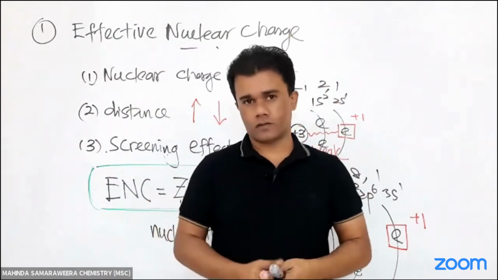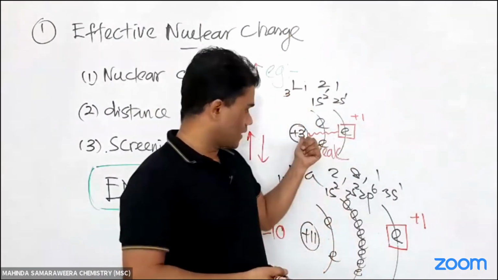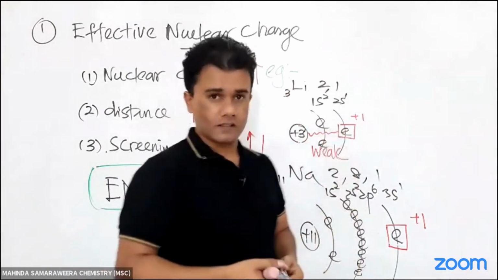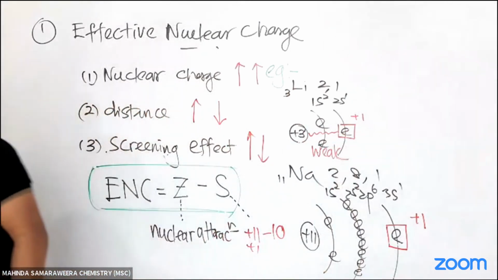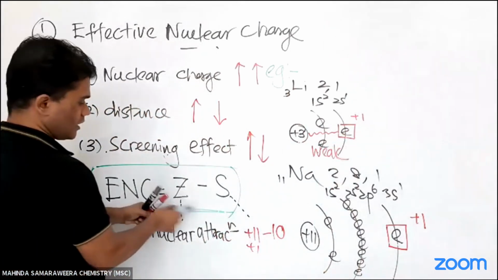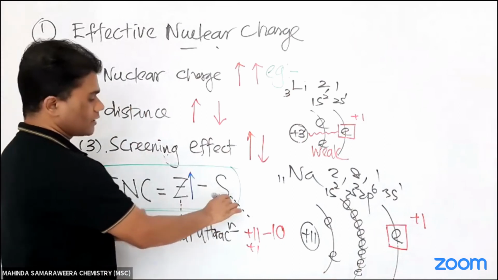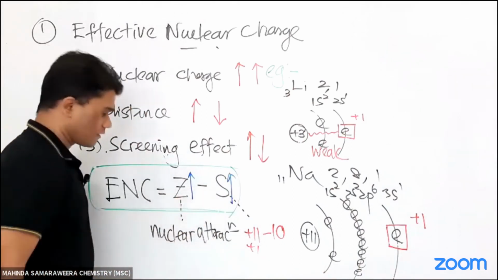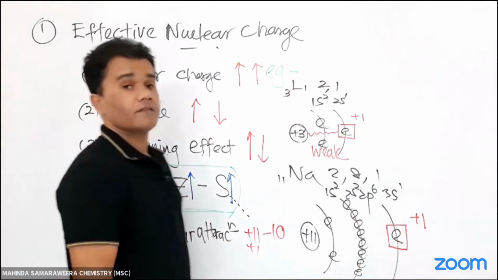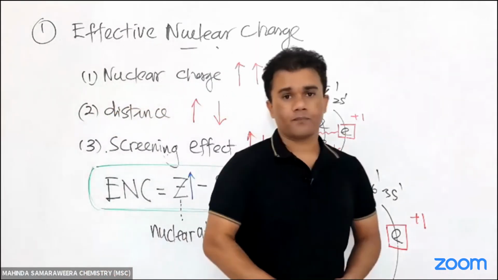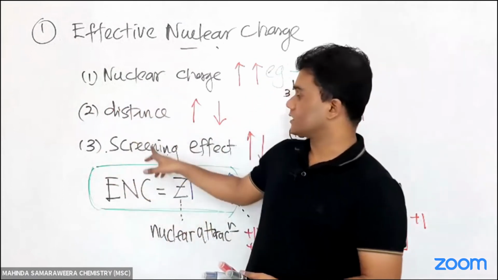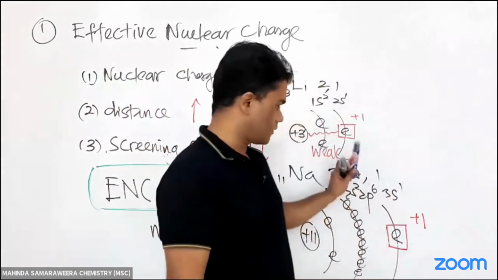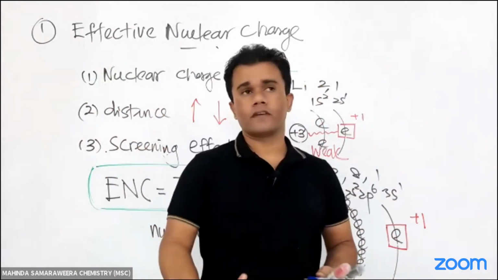What's the main reason? Nuclear attraction increases, but shielding effect also increases. You see this one? Nuclear attraction here increases, but shielding effect also increases. So because of these two variations, we can't get an idea about the effective nuclear charge variation. That's why we need the other factor, distance. As the distance increases, effective nuclear charge decreases.